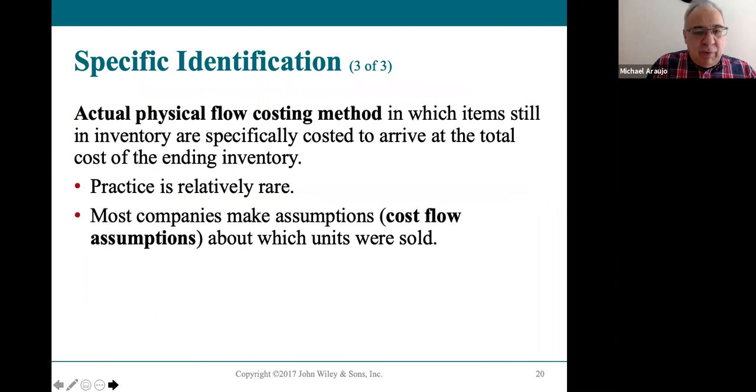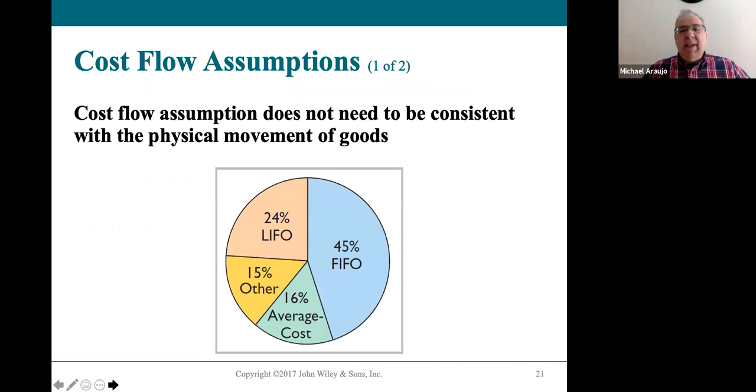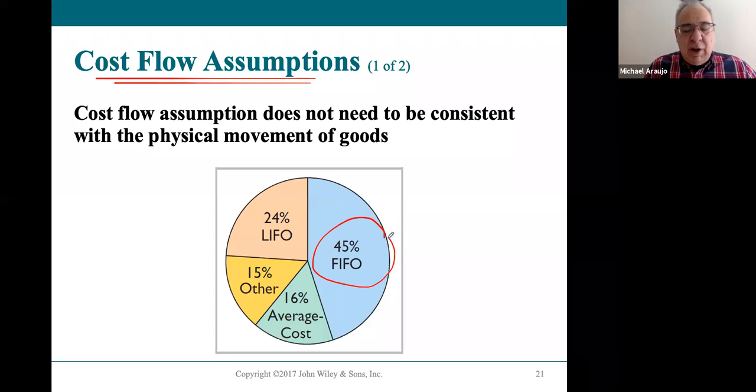So we're going to just skip right over the specific ID slides because we're not going to need to know that. What we are going to need to know are those cost flow assumptions that I mentioned. As you see, the clear winner here in terms of which companies actually use what cost flow method, FIFO is the big winner, first in, first out. Most companies use a FIFO system to cost out their goods as they sell them. And so we're going to learn that first.